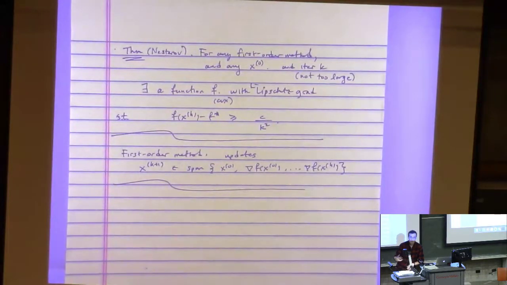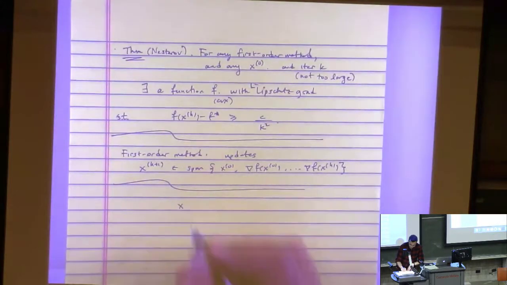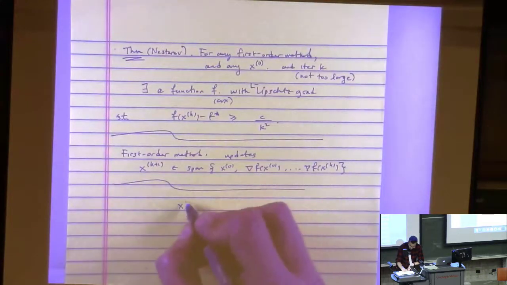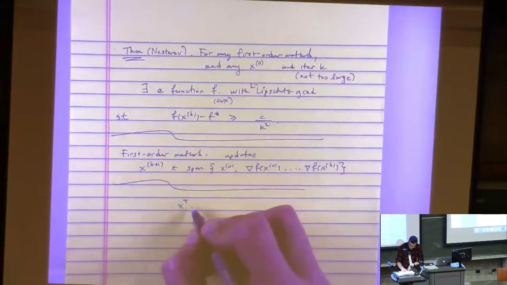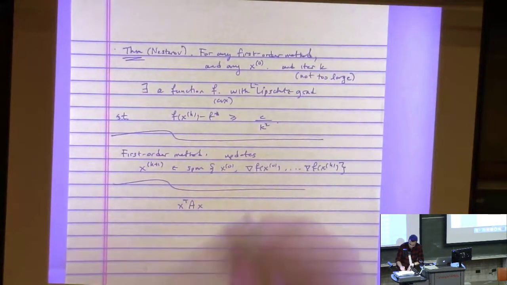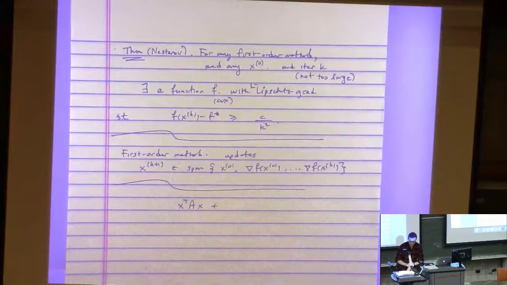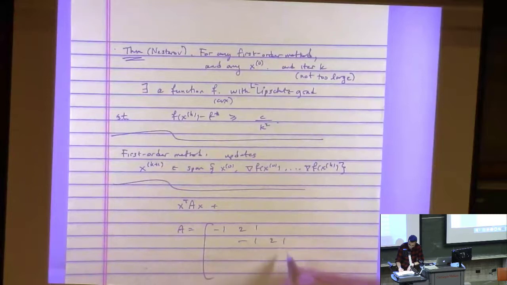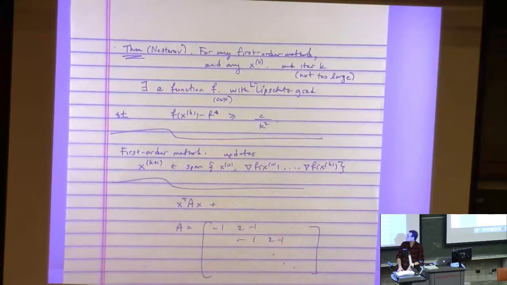There's some offset that has to do with x0 or something like that, but the construction is something like this, if I'm not mistaken. It's like x transpose Ax plus some stuff that involves x0, where A is very poorly conditioned. It's this matrix. Maybe somebody can look up Nesterov's construction in the meantime.